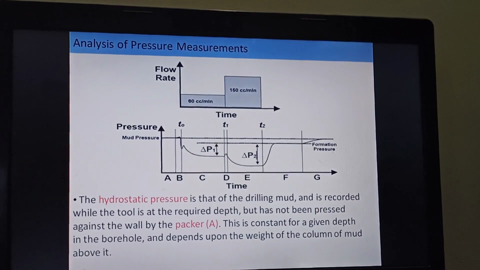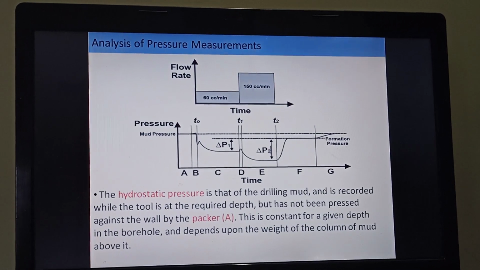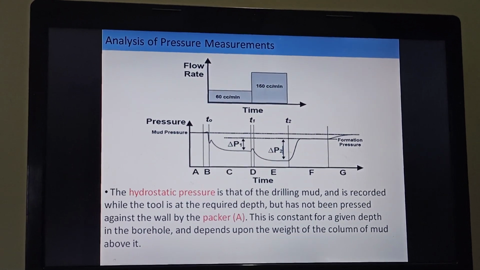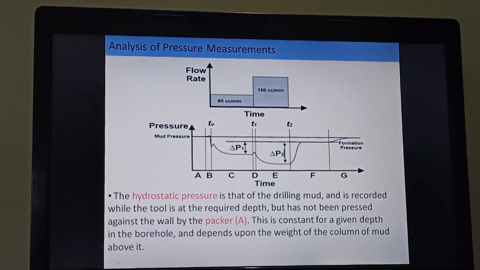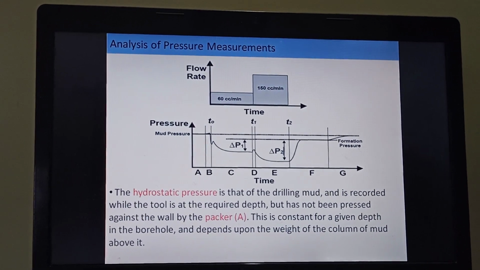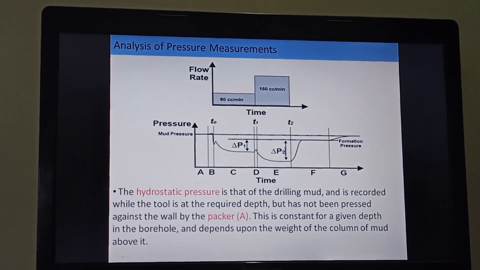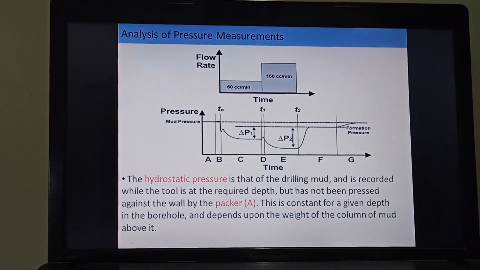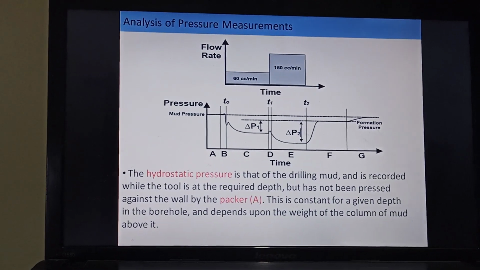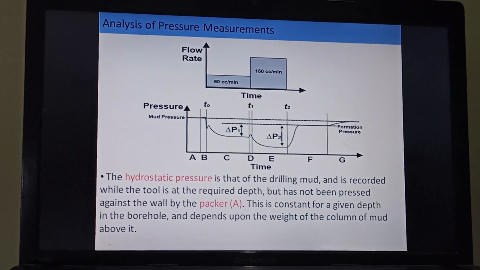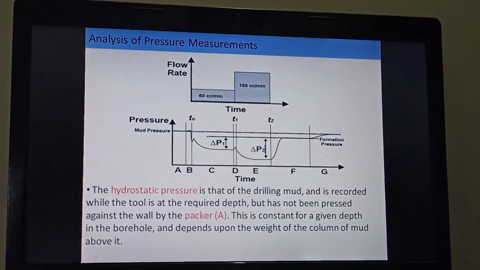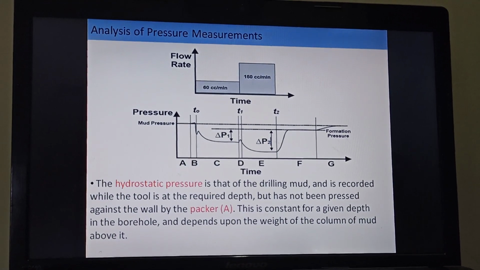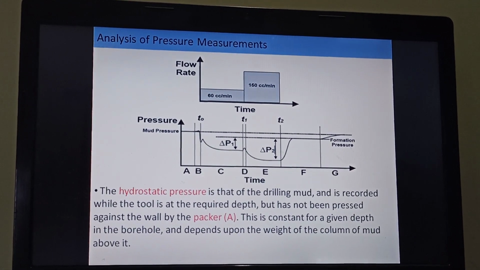Now coming to the next, the analysis of pressure measurement. As you can see in the figure, there are two plots. One is flow rate versus time and second is pressure versus time. In the flow rate versus time plot, the fluid is allowed to flow into both the chambers, chamber 1 and chamber 2, at different flow rates, that is 60 cm3 per minute and 150 cm3 per minute respectively. Based on that, in the pressure versus time plot, the pressures are recorded corresponding to the time in the different regions indicated in the graph as A, B, C, D, E, F and G.